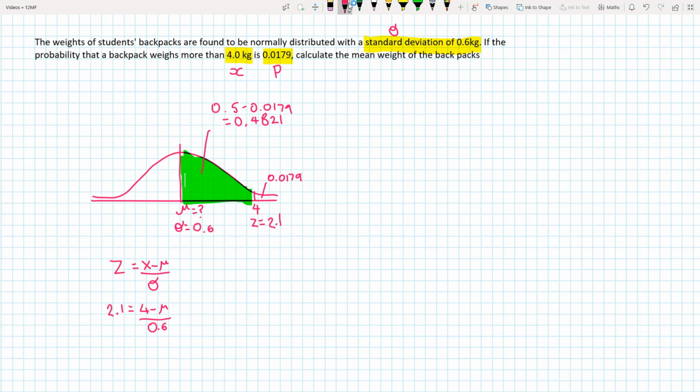So what we can do is just a little bit of algebra solving. The opposite of dividing by 0.6 is we can times by 0.6. So that makes the equation 1.26 equals 4 minus mu. And so what does mu equal? Well, mu equals 4 minus 1.26, which means that equals 2.74 kgs. So that would be the answer to that one. We answer in the question: the mean backpack weight is 2.74 kilograms.